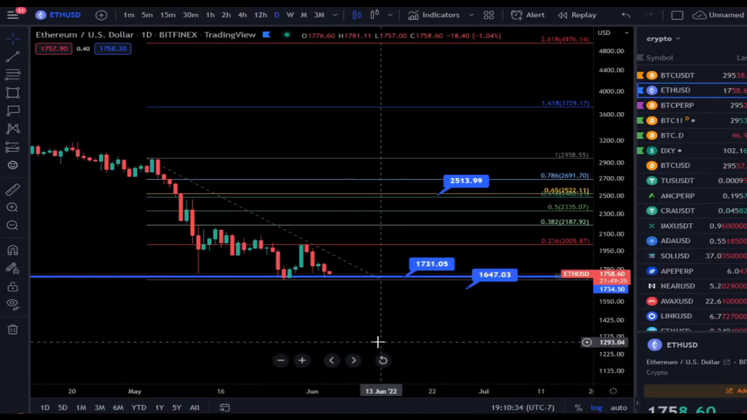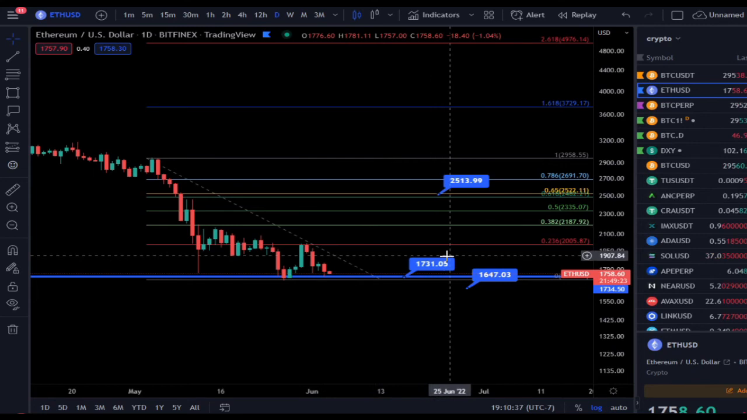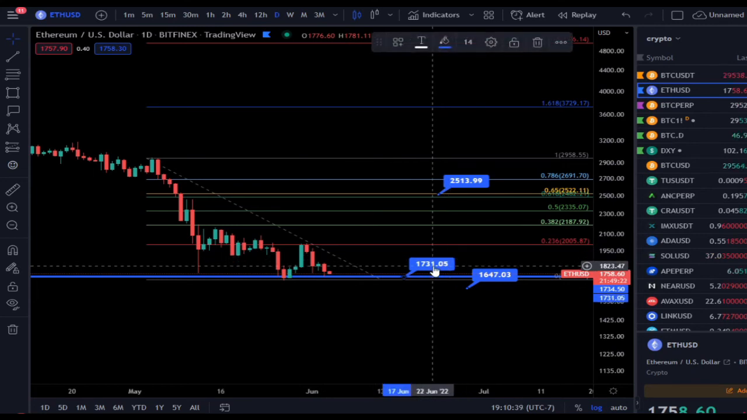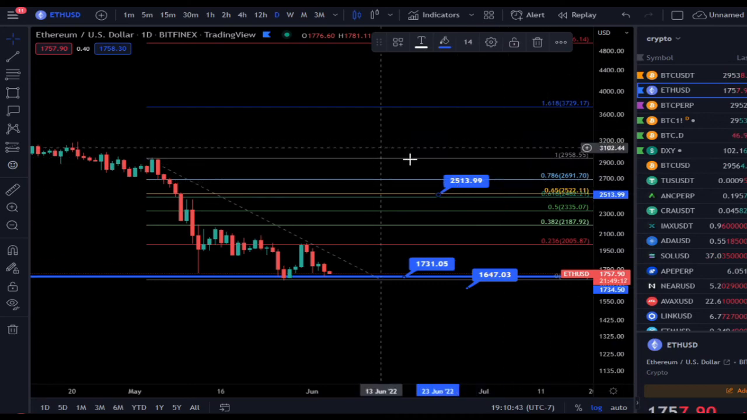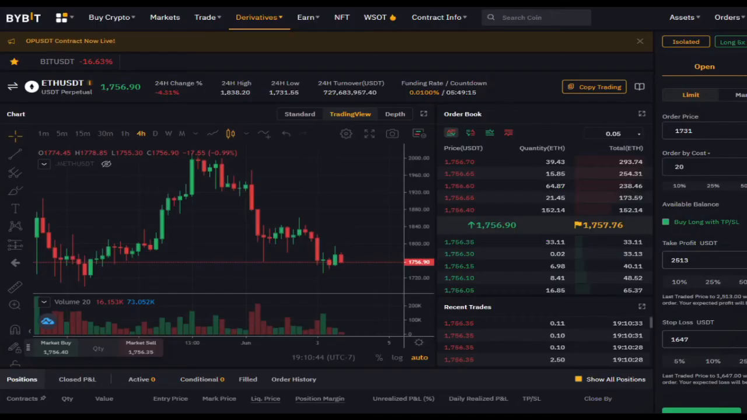Okay, so let's get back to this really quick. We set our order. 1731 was our buy, 1647 was our stop, and 2513 was our take profit. Now let's just double check our order book over here. We're going to just read it from top to bottom.